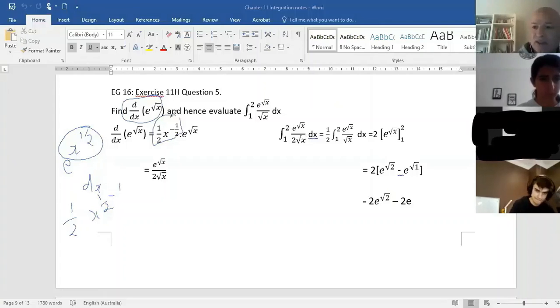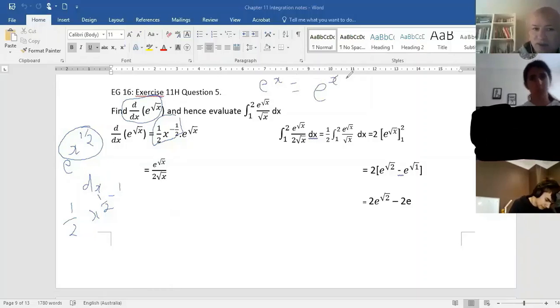E to the square root of x still remains, because remember, when you differentiate e to the x, it still remains as e to the x. So we've still got e to the square root of x. And then I've just simplified that. So this x to the negative a half goes down the bottom.